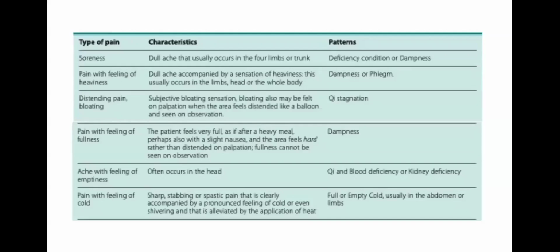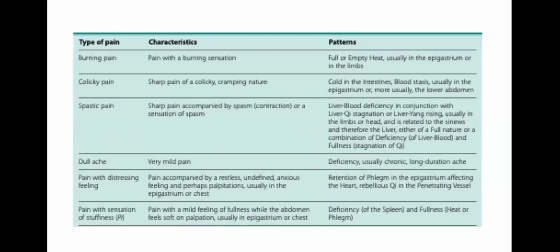Pain with feeling of cold: cold, sharp stabbing or spastic pain that is clearly accompanied by a pronounced feeling of cold or even shivering, and that is alleviated by the application of heat. Pattern: full or empty cold, usually in the abdomen or limbs. Burning pain: there is pain with a burning sensation. Pattern: full or empty heat, usually in the epigastrium or in the limbs.